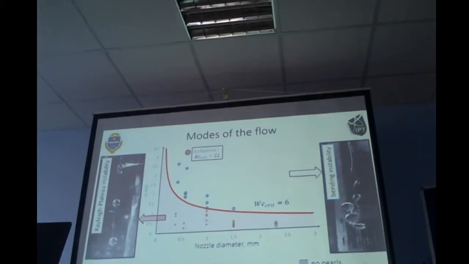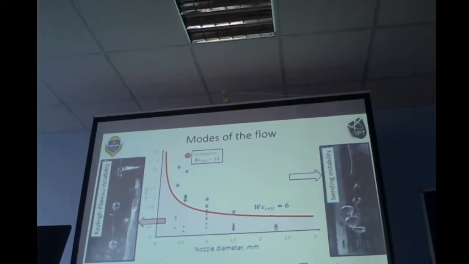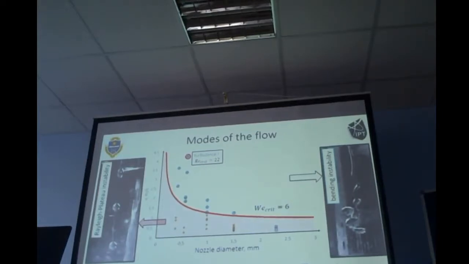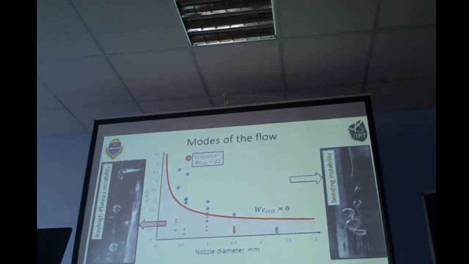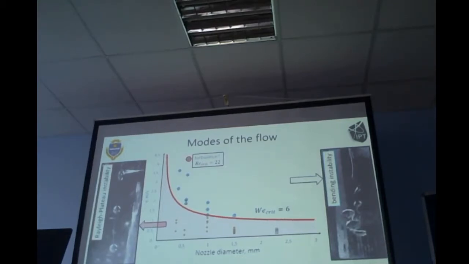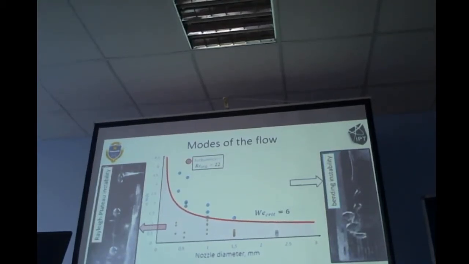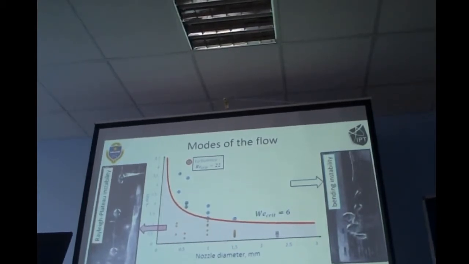If we change the velocity of the jet and the nozzle diameter in a big range and make the phase diagram, if the Weber number is bigger than critical, we can see the bending instability, but we can see the turbulence only for one set of our parameters, when the Reynolds number is about 20, which is quite uncharacteristic. So we can consider the Rayleigh-Plateau instability as the main mechanism of pearls formation.